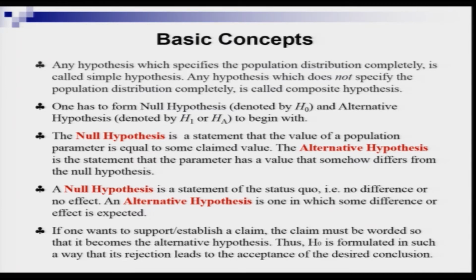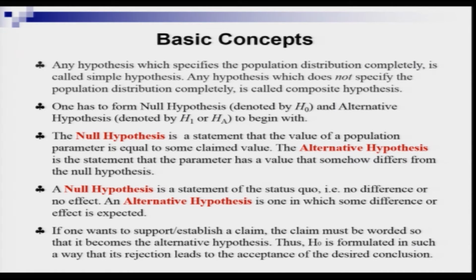So, it is a statement that the value of a population parameter is equal to some claimed value, and the alternative hypothesis is the statement that the parameter has a value that somehow differs from the value that has been assumed under the null hypothesis. So, you see that is basically the definition from perspective 1, when I gave the first definition of hypothesis testing.